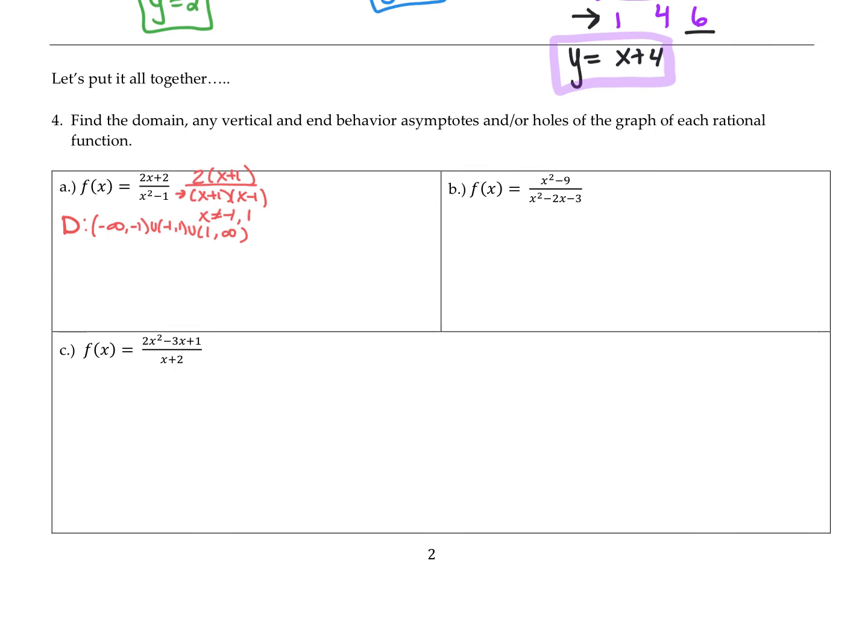Now, I can simplify this with my x plus 1s. So that tells me that I have a hole at -1, and I need to find the y value, but I'll do that in a second. So my simplified version would be 2 over x minus 1. So now the x minus 1 tells me that my vertical asymptote is at x equals 1.